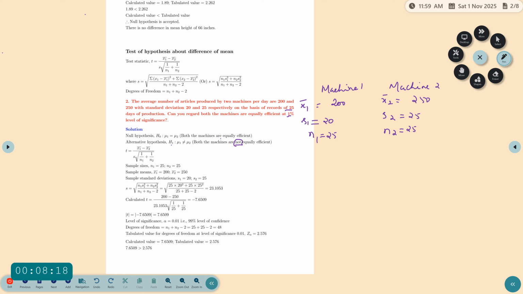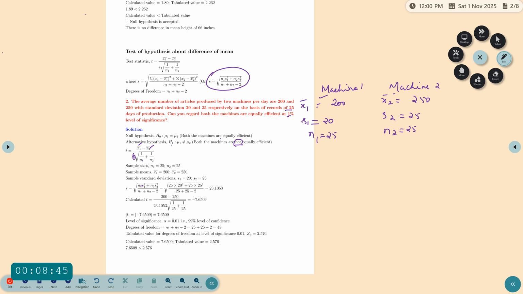Calculated value is t is equal to x1 bar minus x2 bar divided by s into square root of 1 by n1 plus 1 by n2. So all the values, x1 bar, x2 bar, n1, n2 we have, but s is not available. To find this, we have to use this relation: s is equal to square root of n1 s1 square plus n2 s2 square divided by n1 plus n2 minus 2.